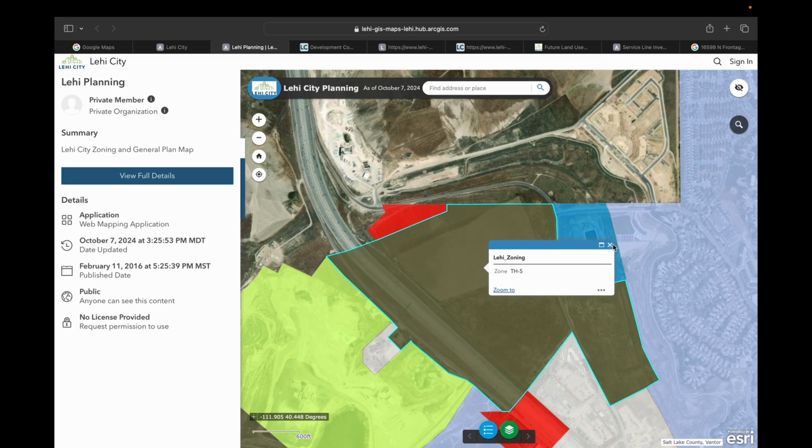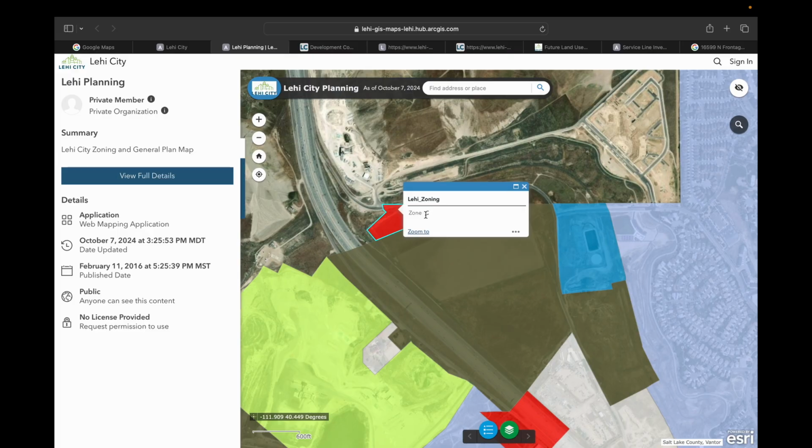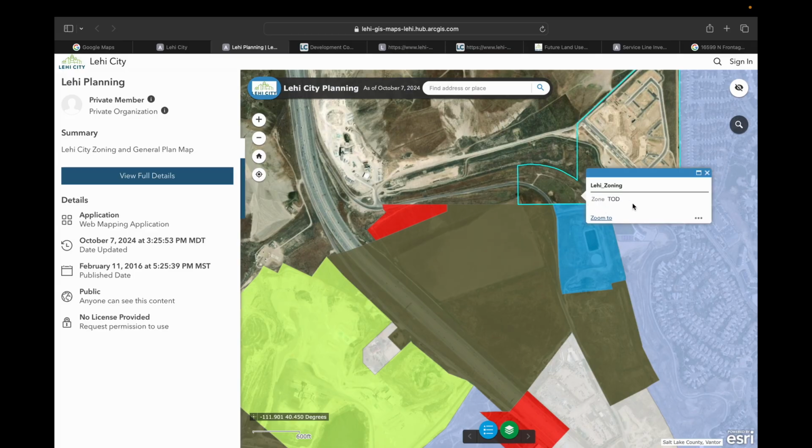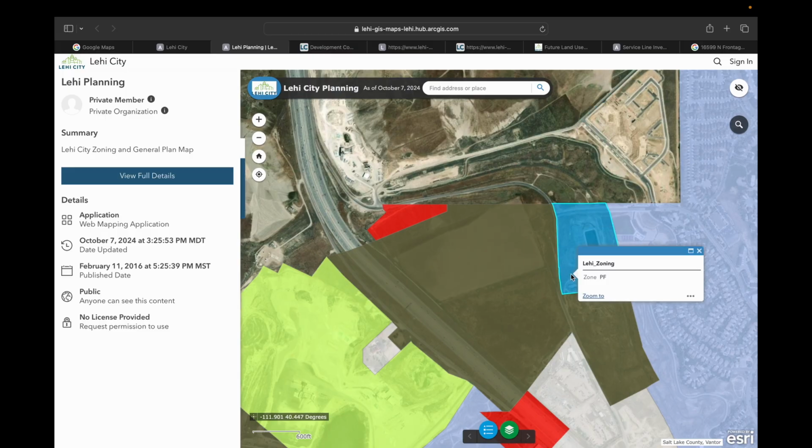Typically, between municipalities, there'll be similar codes, like this one right here is commercial. That C stands for commercial. But something like this is TH-5. I don't know what that is, so we're going to have to read a little bit more into the code of what that actually means. And then right over here, it looks like you have a TOD. TOD stands for Transit Oriented Development. And then down there you have public facilities. And all of these are just different ways to understand what the city is wanting to do with this land.